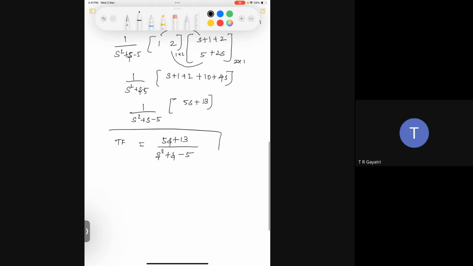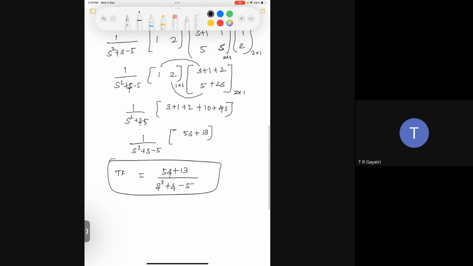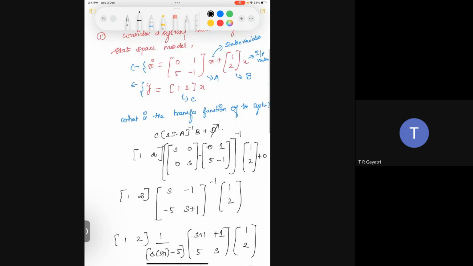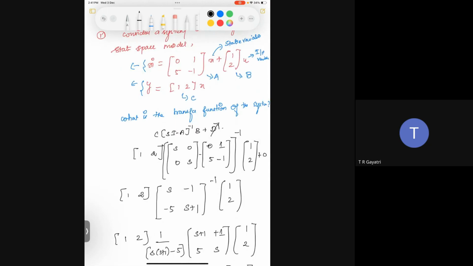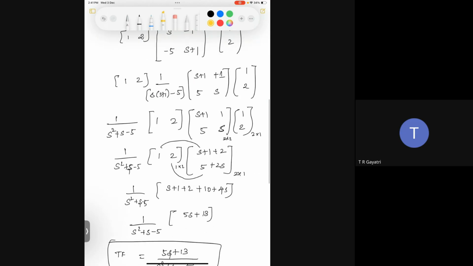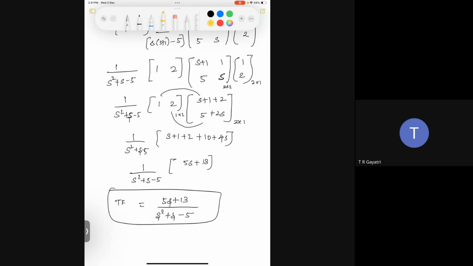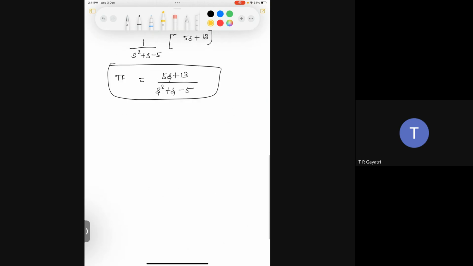This is the transfer function from the state space. Any doubt in this problem? The method to convert the state space into a transfer function is this. Just in this formula, you will substitute all the given information and find the transfer function model of the system. Both are representing the same system but in different kinds of representation. That's it.